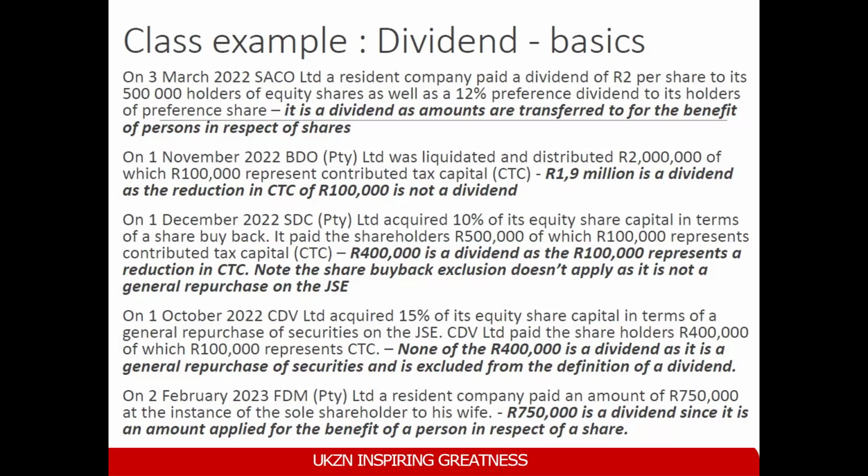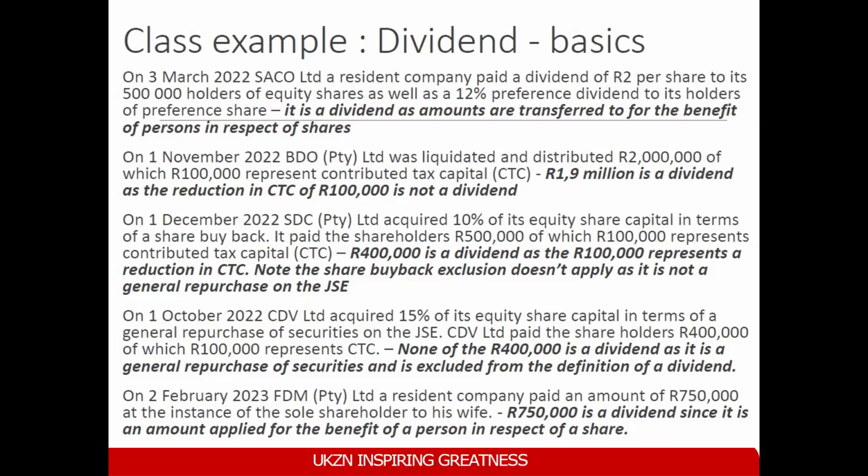On 1st December, STC acquired 10% of its equity share capital in terms of a share buyback. It paid the shareholders 500,000, of which 100,000 represents contributed tax capital. As you can see, in that case that 100,000 does not constitute a dividend. So 400,000 is a dividend as 100,000 represents a reduction. The share buyback exclusion doesn't apply as it is not a general repurchase on the JSE. So you need to look at the wording. Is it a general repurchase? If that's not the case, then it doesn't apply.